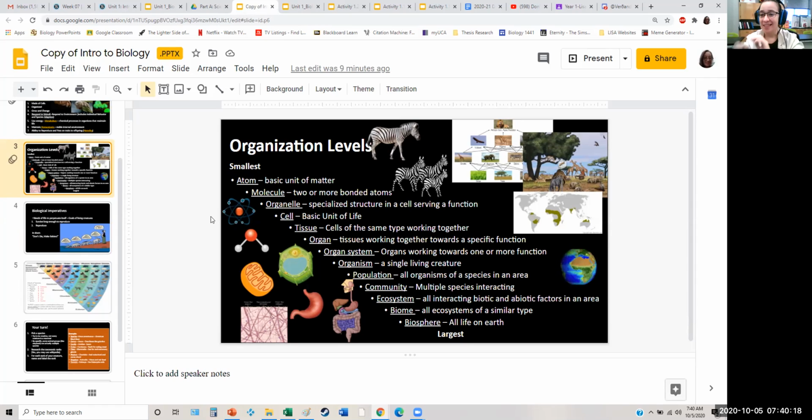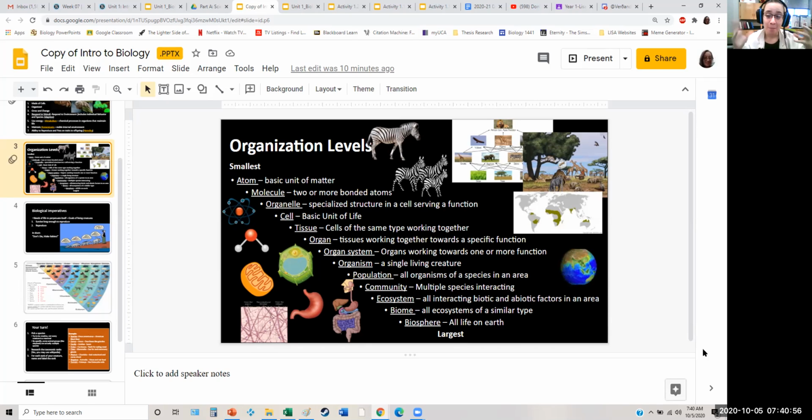It's the atom. It's the basic unit of matter. And then after that, we have the molecule, which is like two or more bonded atoms. Oh goodness, I should get out my molecule kit, but basically that just means a compound like sugar, C6H12O6, that is a molecule.